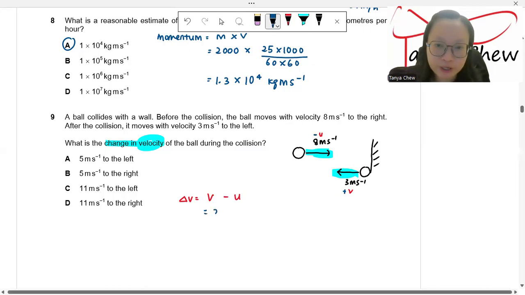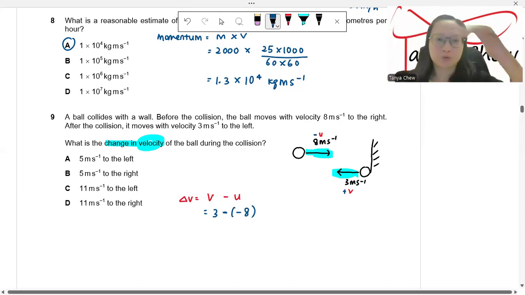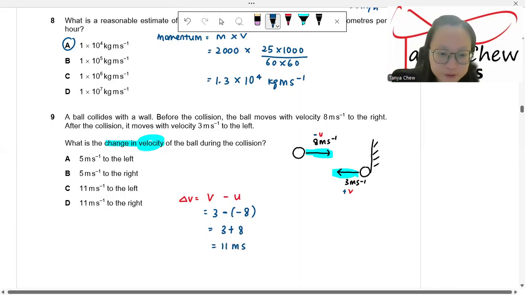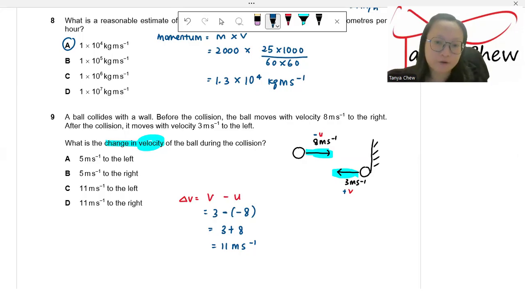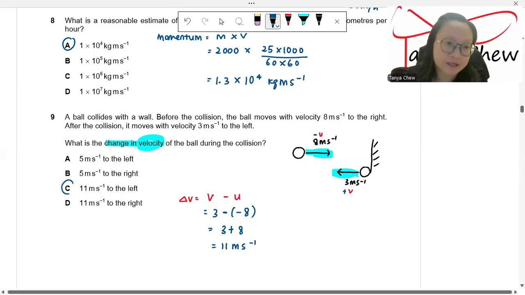So I just put positive 3 minus negative 8 because initial velocity is towards right. So this is 3 plus 8, which is 11 meters per second. 11 meters per second, change occurs to the left. I get positive, that is why it is to the left. C is the answer because I consider to the left as positive.